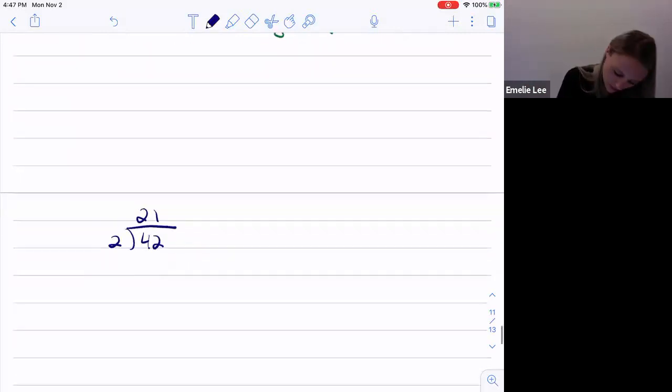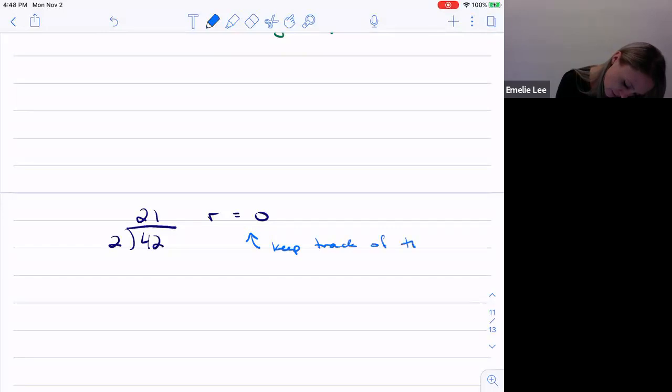So 2, and use your calculator for this. If you do 42 divided by 2, I get 21 even. The key is to keep track of the remainders here. In this case, there are no remainders, so we can say the remainder is 0. So now we get 21, with a remainder of 0. Keep track of the remainders.